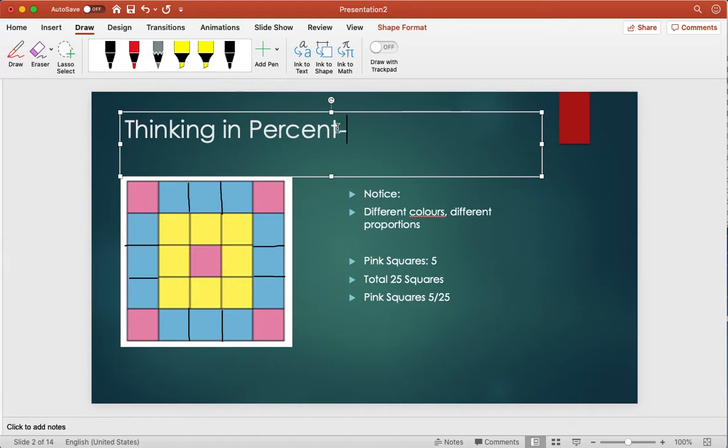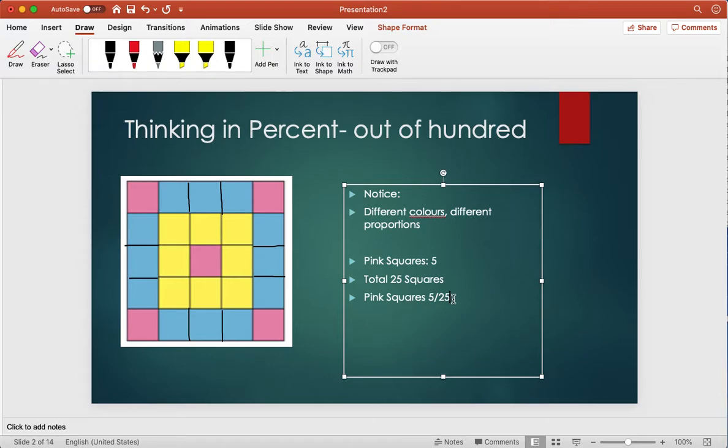Remember, percent means out of 100. So we want to make this 25 out of 100. And how do we get from 25 to 100? We have to multiply by 4. So 5 over 25, if we multiply both numbers by 4, is going to equal 20 over 100. From that 20 over 100, we know it's 20%, because 20 per 100 means 20%. 20% of all of these are going to be pink squares.